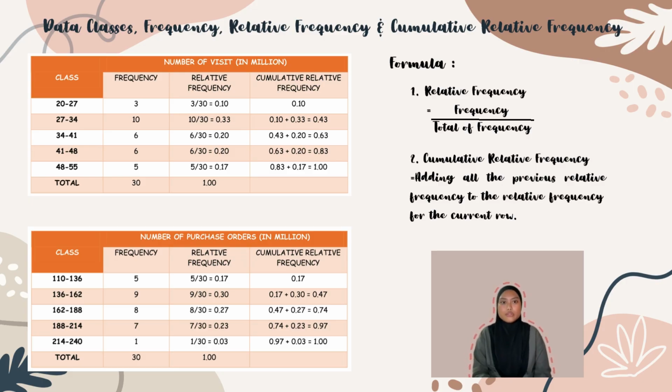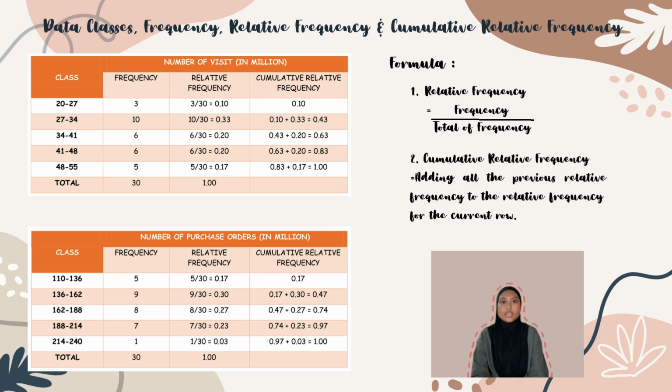First of all, we have to divide the data into classes, and here we have 5 classes for number of visit and number of purchase order. The range of group classes for number of visit is 7 and the range of group classes for number of purchase is 26. After we find the frequency for each class, we have to find the relative frequency for each class.